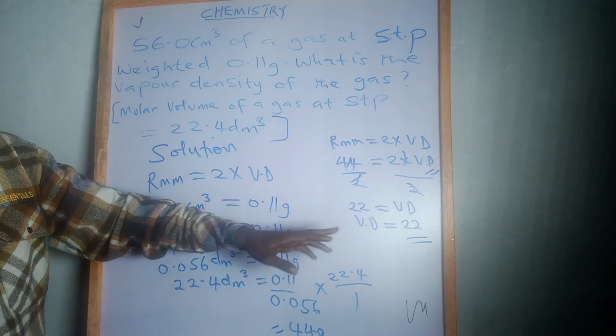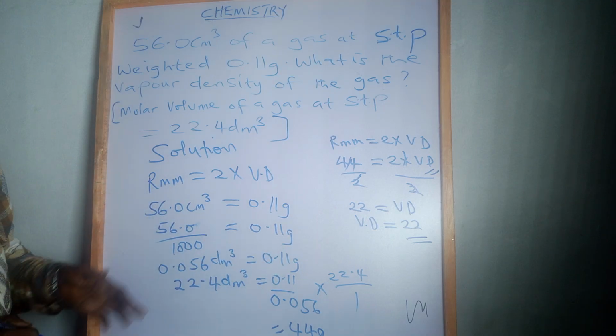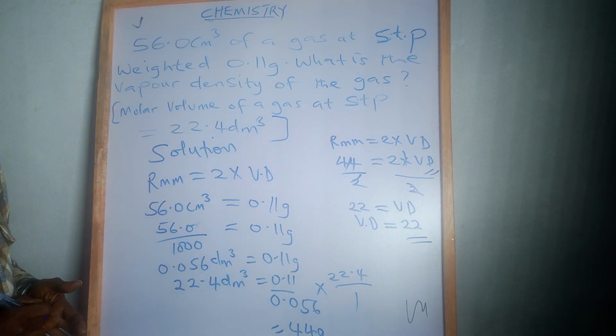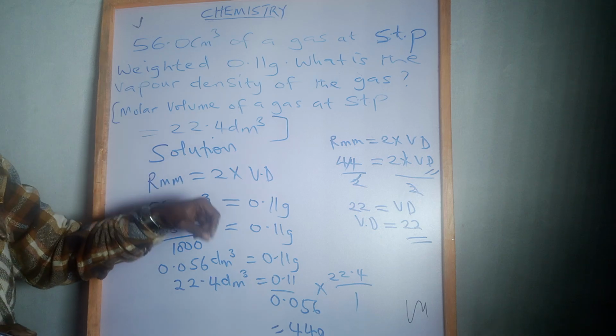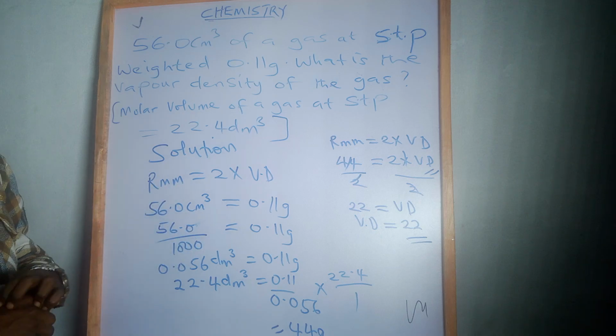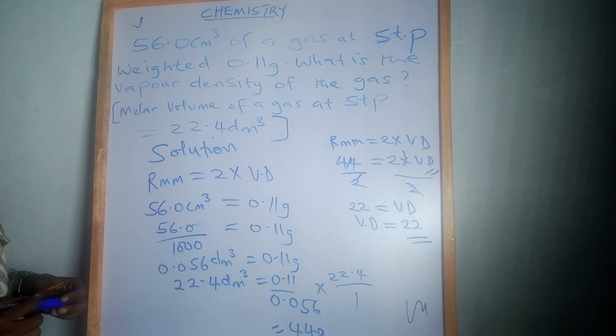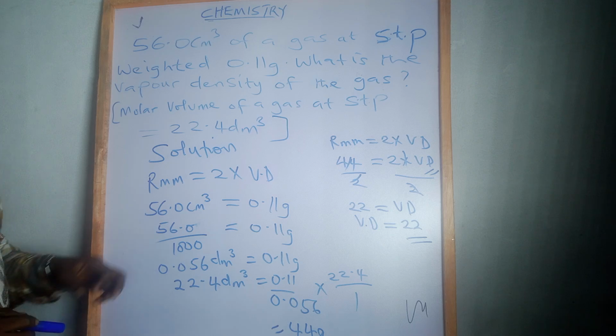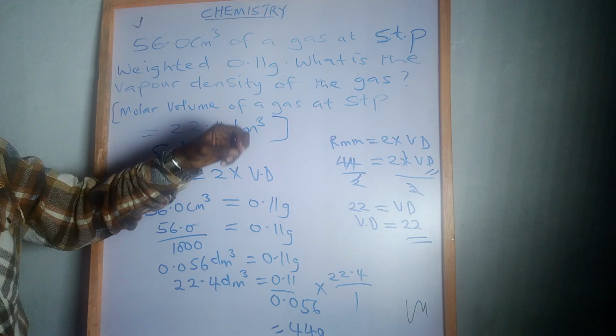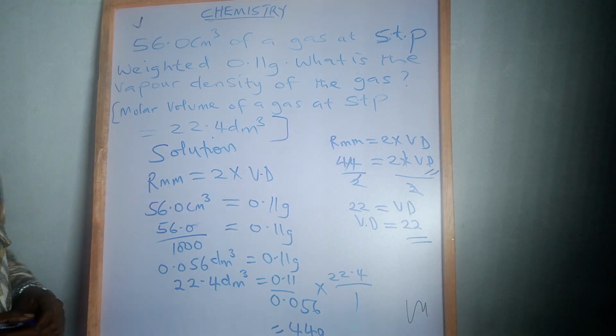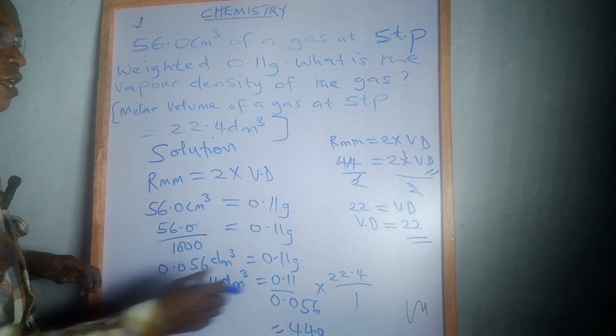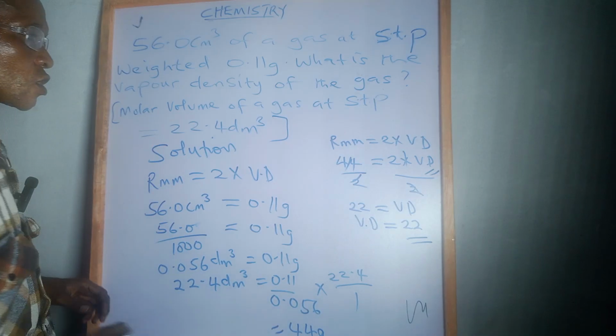Your final answer will not have any unit because vapor density is a ratio of the density of the particular gas over that of hydrogen gas, and so in that case it is a ratio of two like entities, so it's not going to have any unit. So your answer, your vapor density is going to be 22.